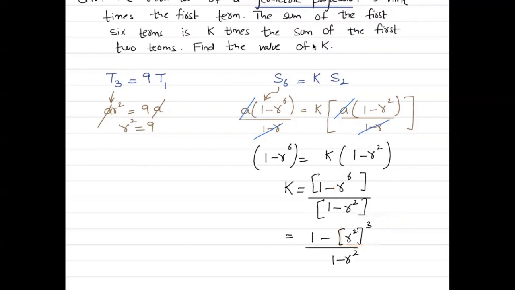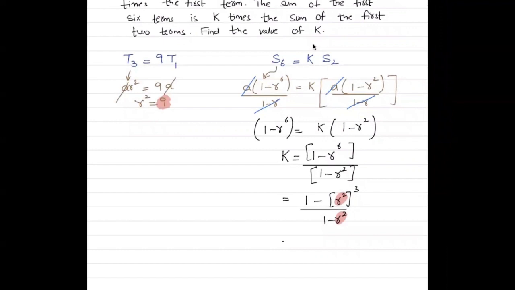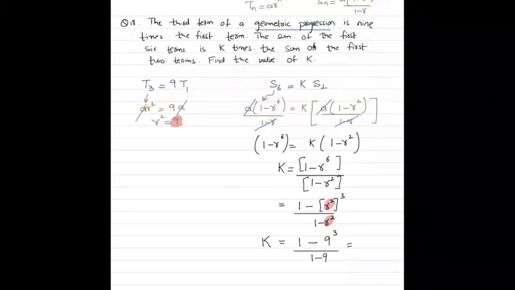Now, what I'll simply do is plug in the R squared value, which was 9, over here, so that the K value comes out to be 1 minus 9 cubed divided by 1 minus 9. So guys, solve this and give me the value of K. Sir, it's 91, right? So K comes out to be 91.